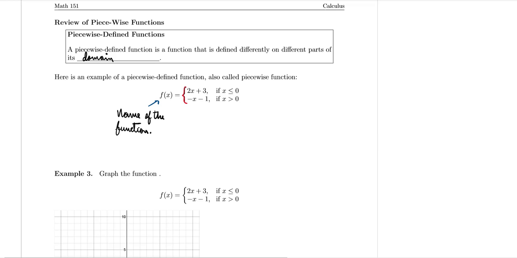So you have here that f of x is 2x plus 3 if x is less than or equal to 0, and negative x minus 1 if x is greater than 0. So let me label them here as piece 1 and piece 2.